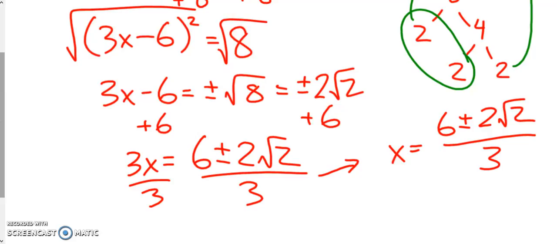A lot of kids will want to simplify the 6 and the 3. The problem is, because of this plus or minus here, specifically this one right here, I'd have to be able to simplify the 6, the 3, and the 2, and there's no common factor between those, so this would be your final answer right here.